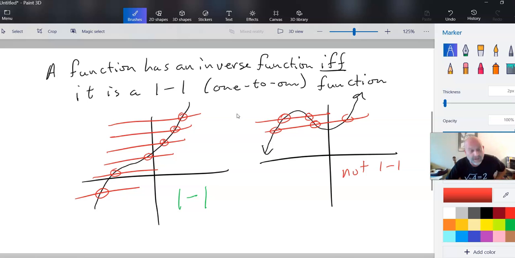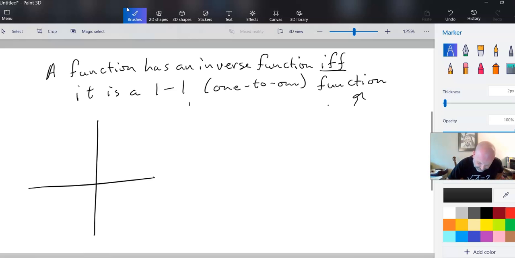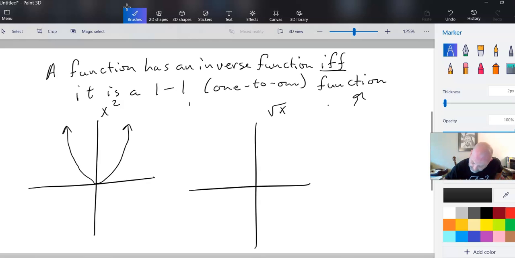Probably a good example, let me do this. I'll just get most of this off of here. A good example is, what do you call it? If we look at x squared and the square root of x, right? Square root of x. It does actually reflect across this line here, but the only thing it's reflecting is the positive half, right? I can't give you the bottom half because it won't be a function.